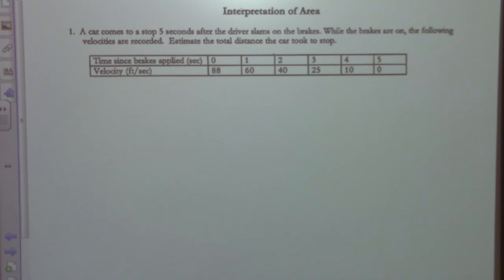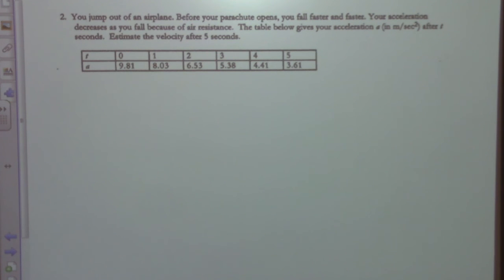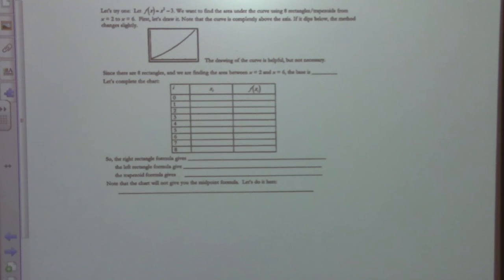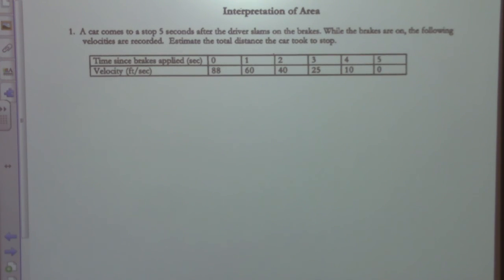this one right here. It's the interpretation of area. You jump out of an airplane. Let's see what instructions they give here. I like paper. Okay, good.